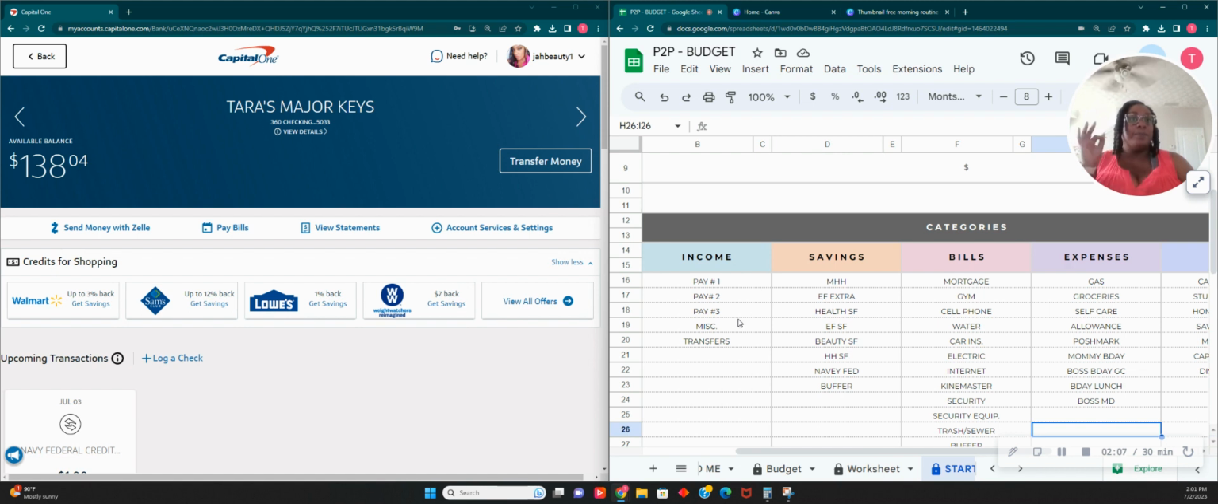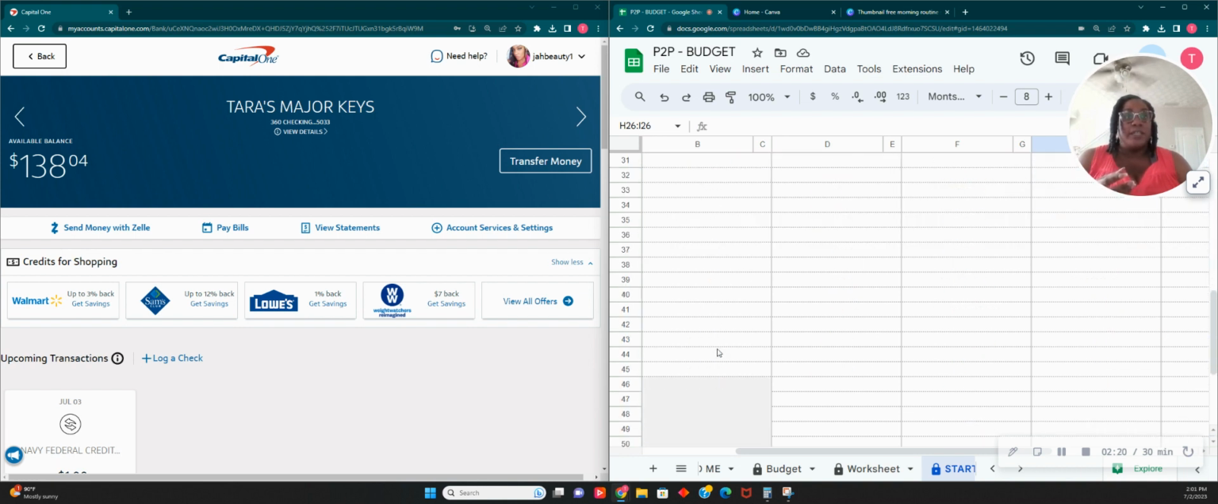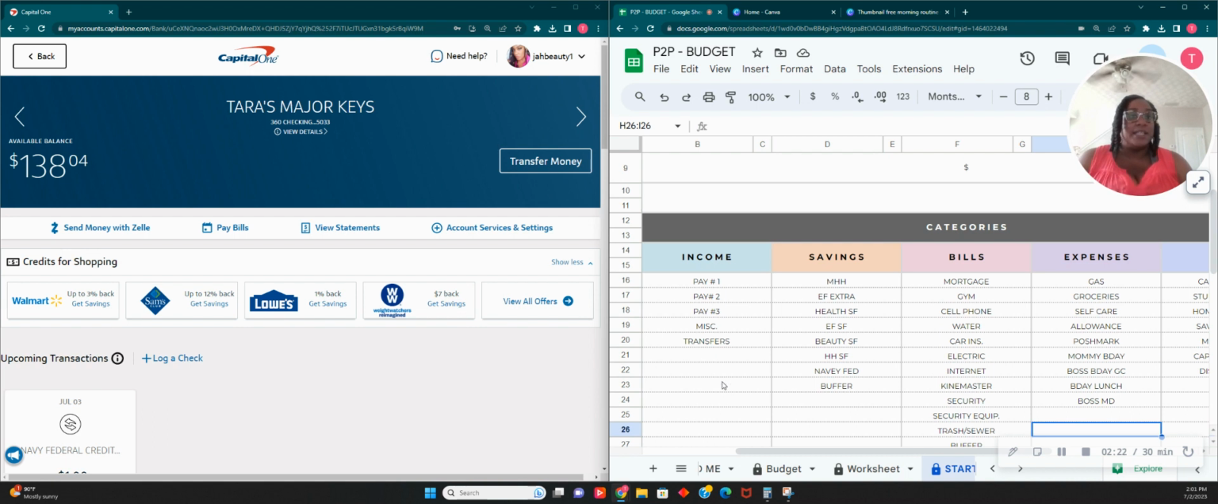I usually have 2 paychecks because I'm a bi-weekly budgeter. But this month I took my last June paycheck and incorporated it with my July budget. So I put paycheck 1, 2, 3, miscellaneous transfers. They give you so many slots. So if you have a side hustle, Etsy, YouTube, you can add all of that.